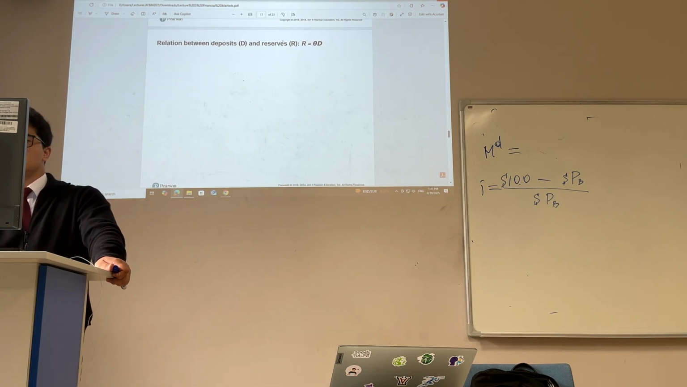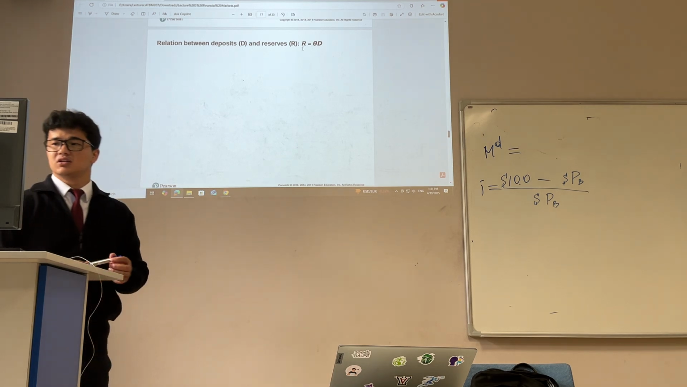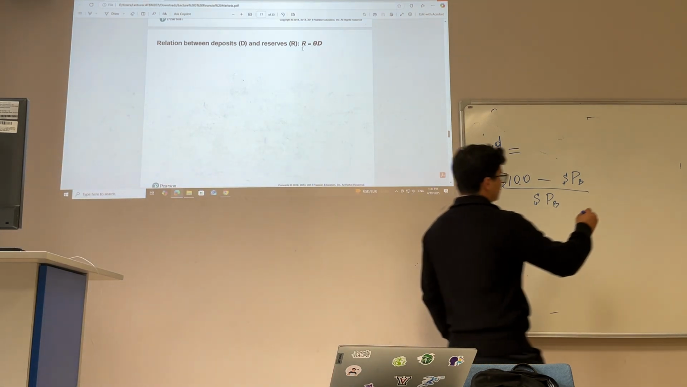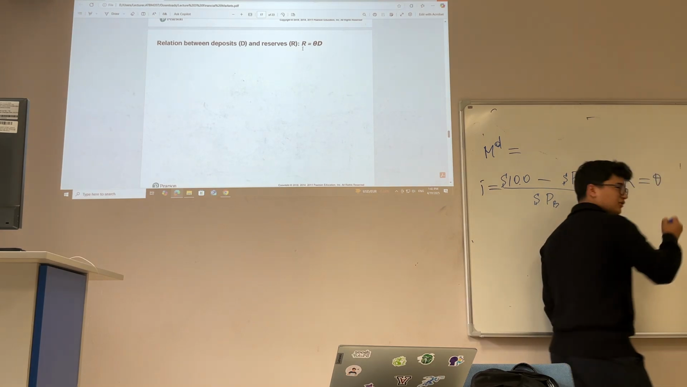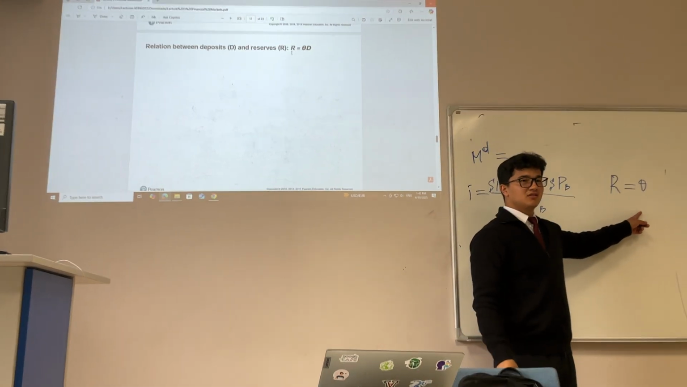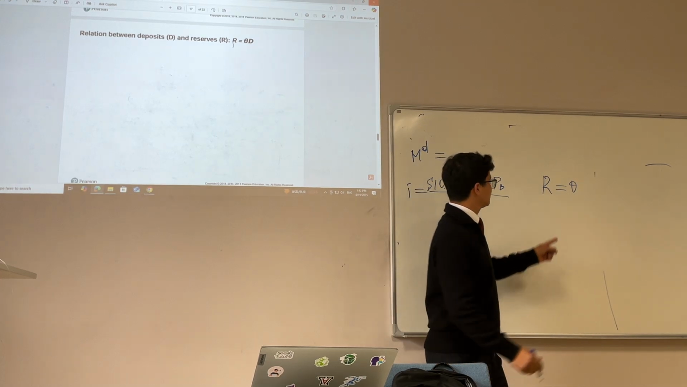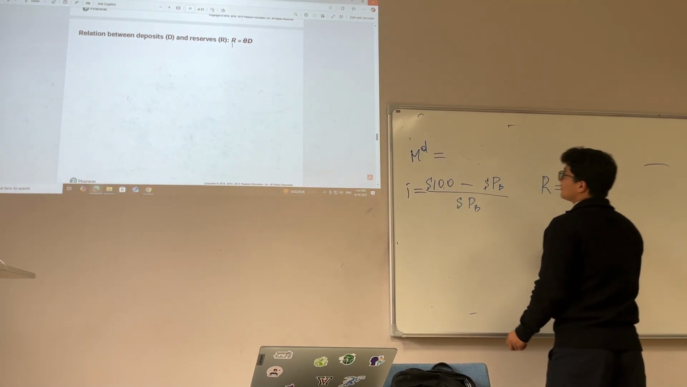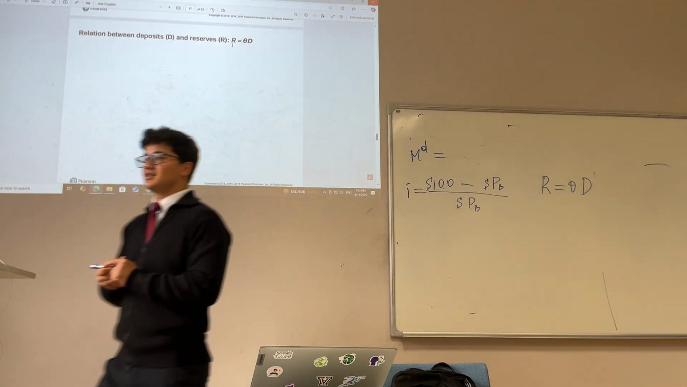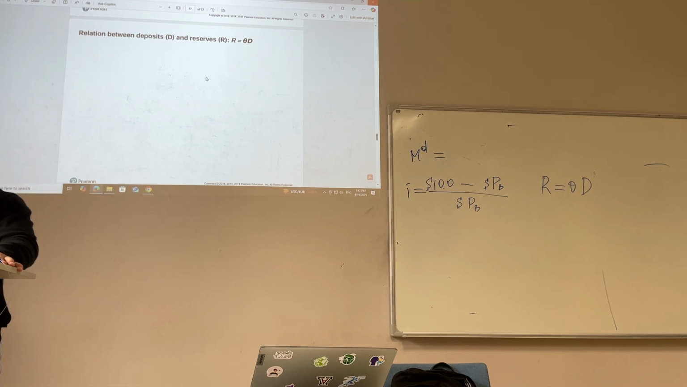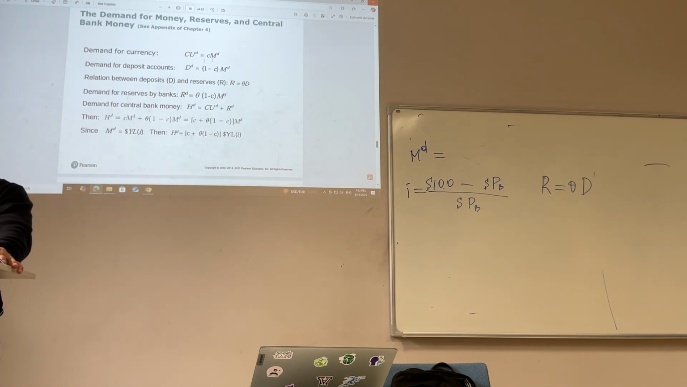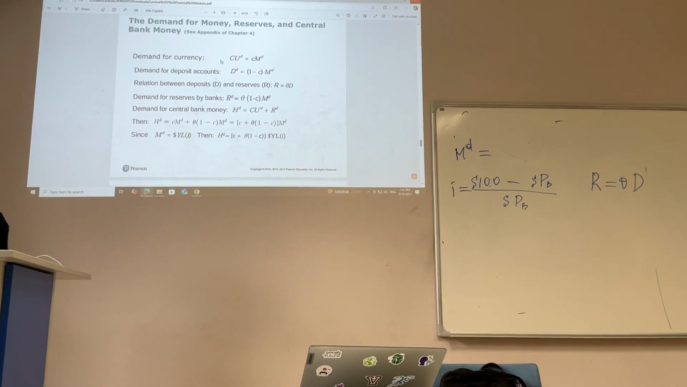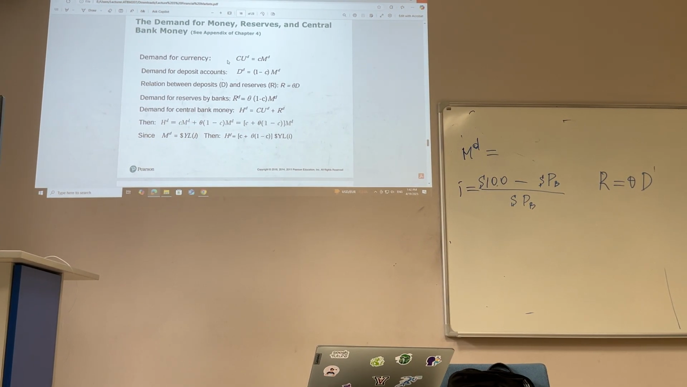Relation between deposits and reserves. That's R and theta, or what was it called, guys? Who knows, theta? D. Here we will see that's deposits. Now that's the thing we need, the main formula for financial markets.